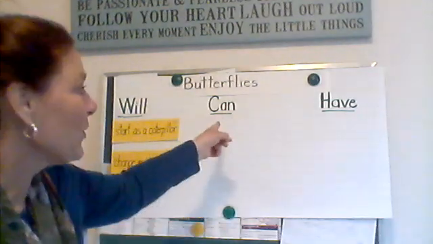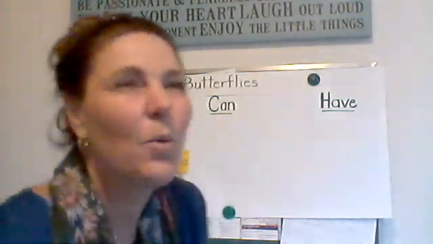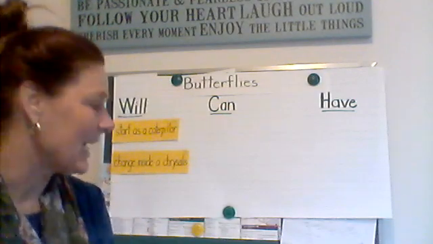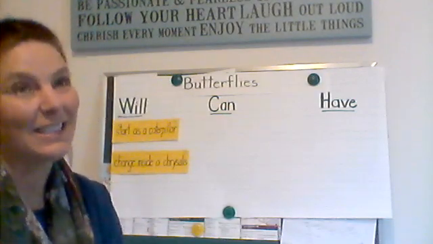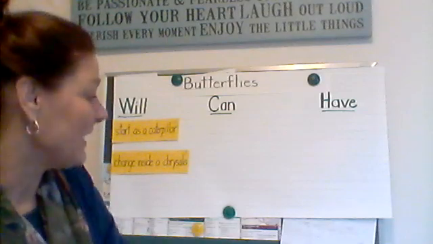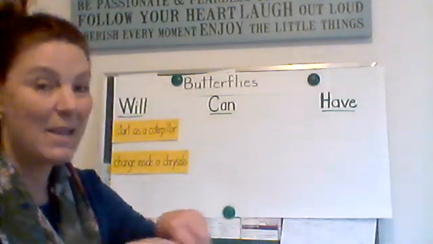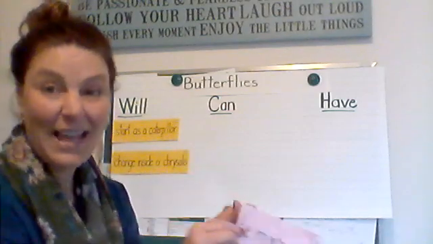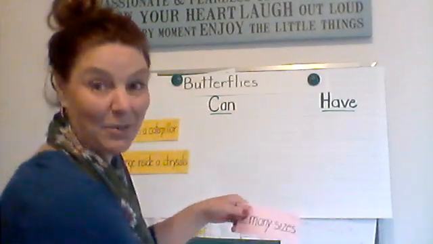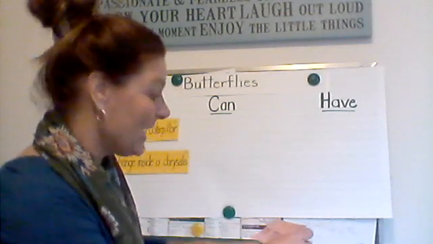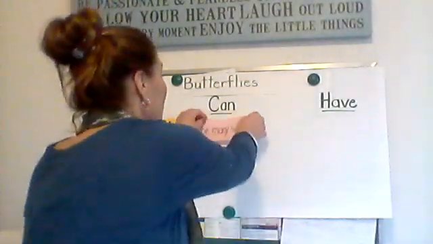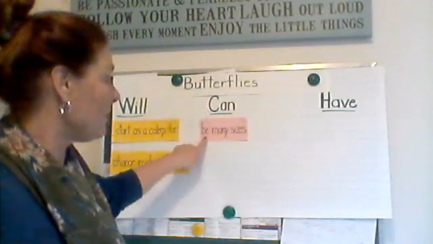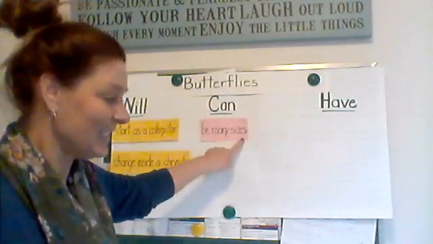Then underneath the word can, I had to think about what did that writer inform me about with the word can. And I thought about this. I thought this was really cool when it said that butterflies can be many different sizes. And on that last page, we got to see some of those butterflies. Some are really tiny and some are really big. I'm going to put here that butterflies can be many sizes.